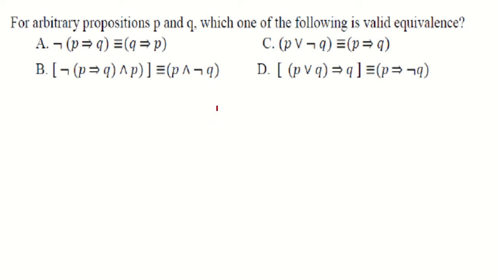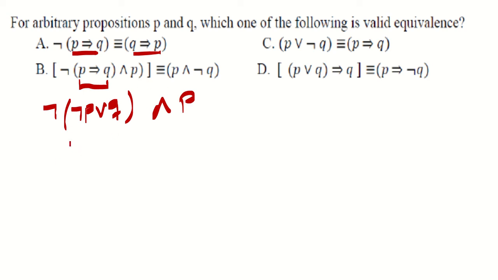The next one says, for arbitrary propositions P and Q, which one of the following is a valid equivalence? This kind of question, we need to be systematic. Look, A, P implies Q and Q implies P, but with negation. It's not the converse. To make the converse, both must be negated and inverted. It's not inverted. Both are not negated. But B, first of all, let's expand it. P implies Q means negation P or Q, and there is negation outside, and P there.